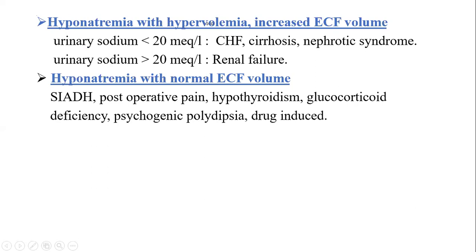Hyponatremia can be with hypervolemia or increased extracellular fluid volume. In this, if urinary sodium is less than 20, it is due to congestive heart failure, cirrhosis, and nephrotic syndrome. If urinary sodium is more than 20, it is due to renal failure. Third is hyponatremia with normal extracellular fluid volume. It can be seen in SIADH, postoperative pain, hypothyroidism, glucocorticoid deficiency, psychogenic polydipsia, and drug induced.